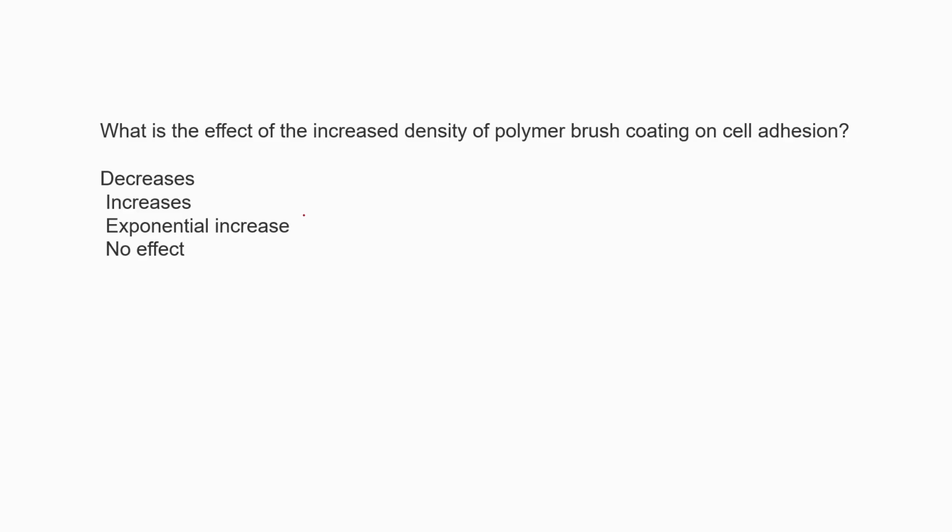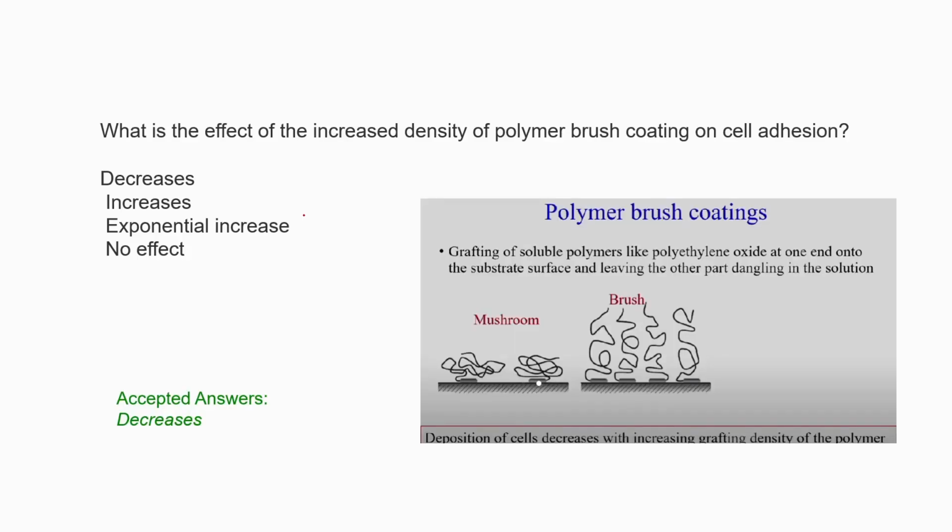So the correct answer would be increases. I'm sorry, decreases. What is the effect of increased density of polymer brush coating on cell adhesion? So increasing the density of the polymer brush will decrease the cell adhesion.